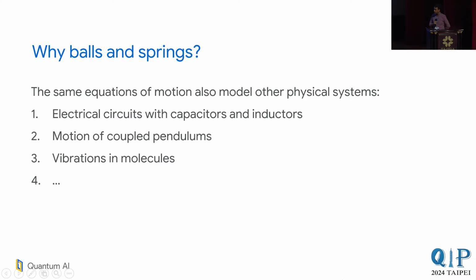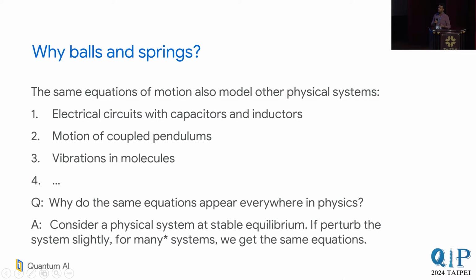I was going to say why balls and springs. Those of you who are physicists will probably already know why I'm talking about balls and springs, and those of you who aren't are like, why would I care about this particular system? It's not really just this particular system. It turns out that the same equations of motion that govern balls and springs govern a whole bunch of other physical systems. Here are some examples, and it's actually not a coincidence.